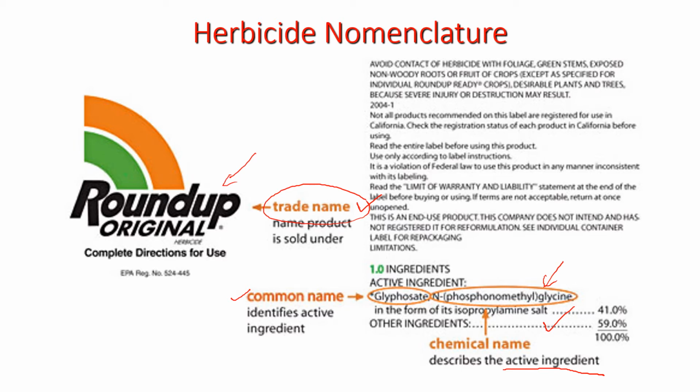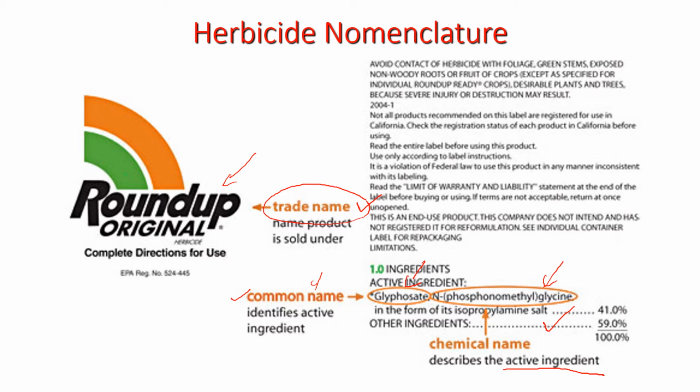Common name. Each herbicidal chemical has one common name assigned to it. In many cases, the common name is a simplified version of the chemical name. So for this one, the common name for this Roundup is glyphosate. That's a common name. So you can say that this Roundup is a glyphosate.